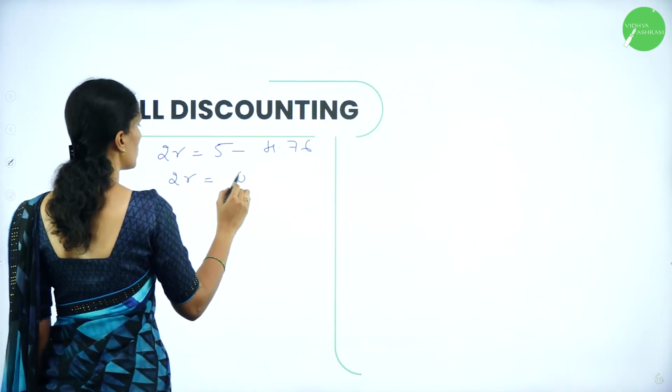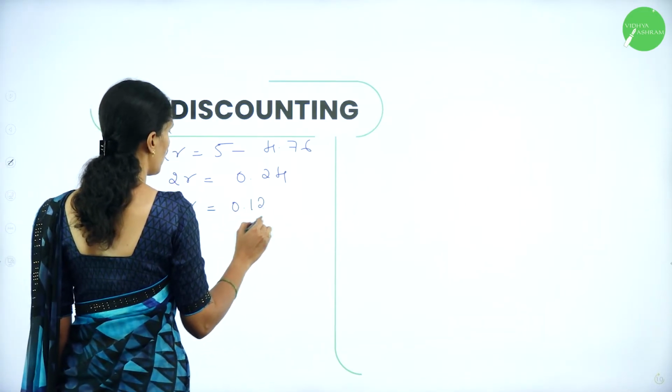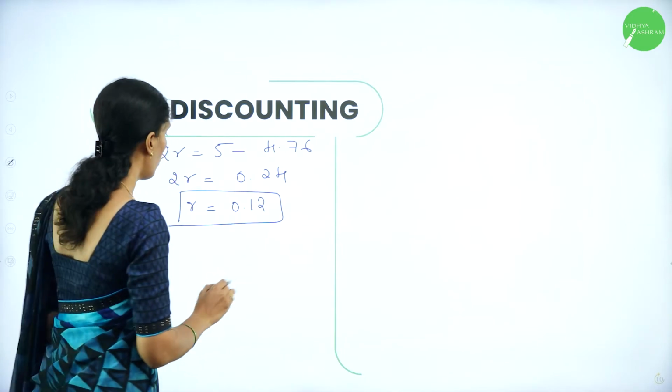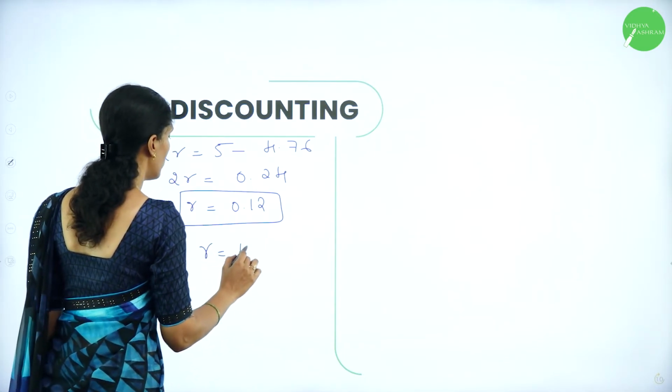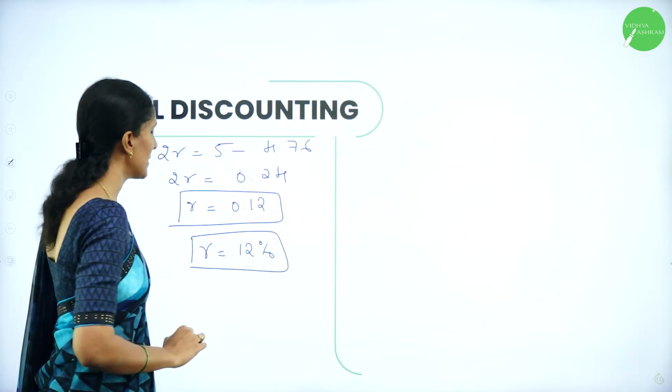2r is equal to 0.24. R is equal to 0.12. So this is your rate of percent in decimal form. So when you convert this into percentage, your rate of interest is 12%.